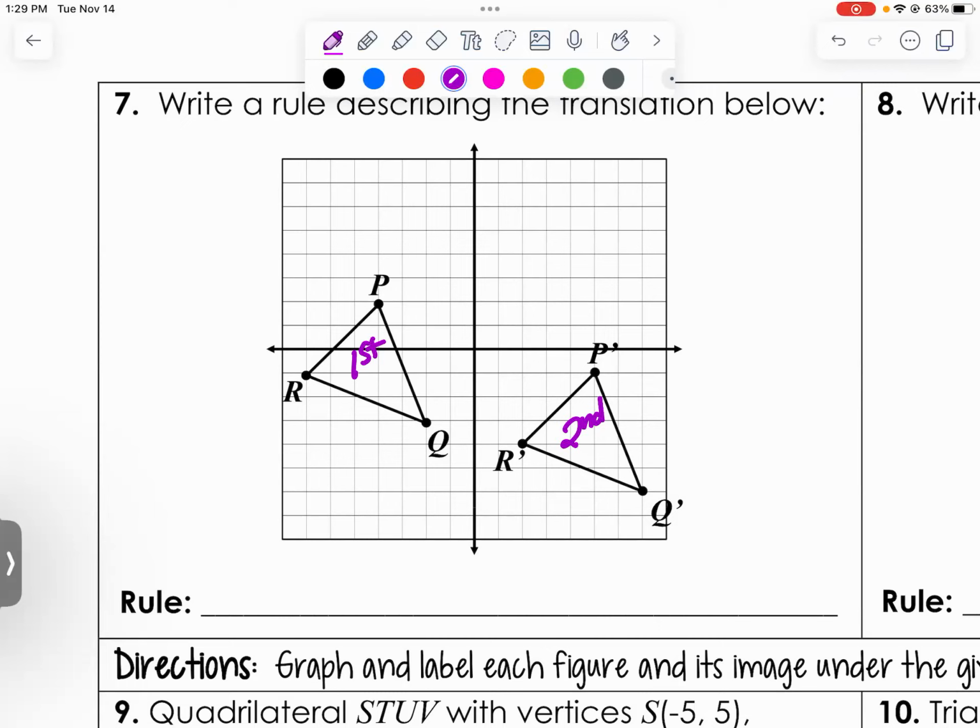If I'm gonna go from point P to point P prime, do I need to go to the right or to the left to get there? I'm starting here. We need to go right. So let's count. 1, 2, 3, 4, 5, 6, 7, 8, 9. Now, to get to P prime, what direction do I need to go? I went down 3.